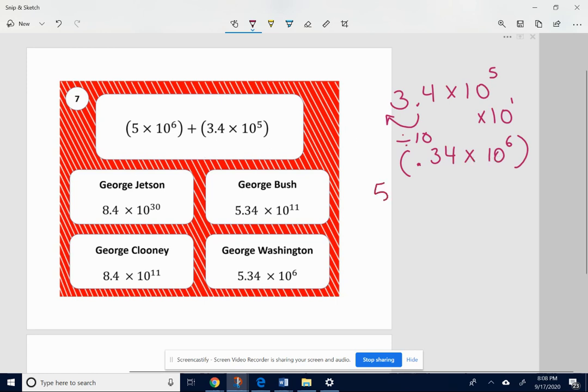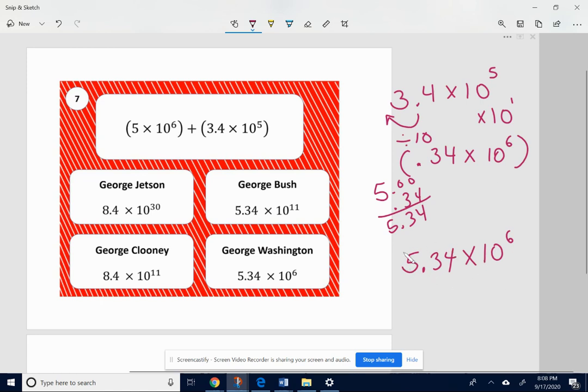Maybe you could do that in your head. If you take 5 plus 0.34, keeping your decimal points lined up, you're going to get 5.34. And you're going to keep the 10 to the 6th the same. So 5.34 times 10 to the 6th.